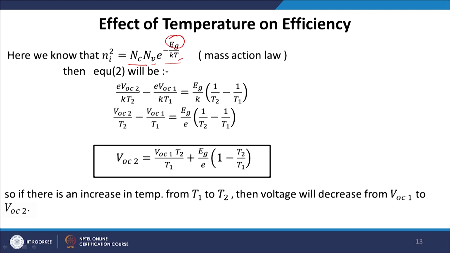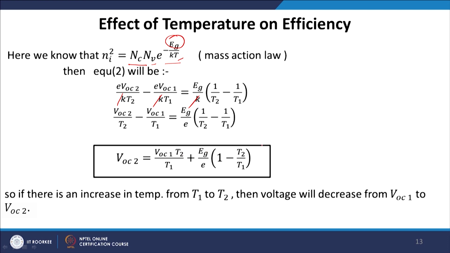So, then E VOC2 by KT2 minus E VOC1 by KT1 is equal to Eg by K times 1 by T2 minus 1 by T1. If we take K as common, this K and this K cancel out, giving you VOC2 by T2 minus VOC1 by T1 is equal to Eg by E. So, this E we are taking out on the right hand side into 1 over T2 minus 1 over T1, or you get VOC2 is equal to VOC1 T2 by T1 plus Eg by E times 1 minus T2 by T1.